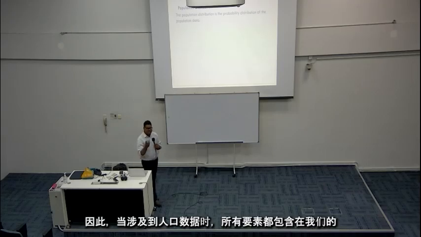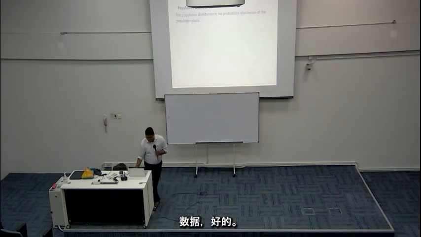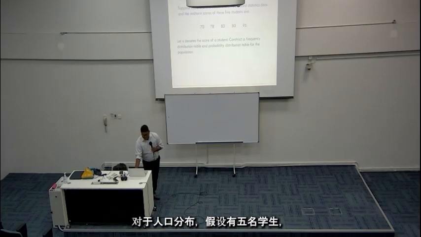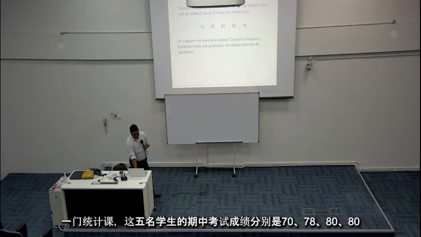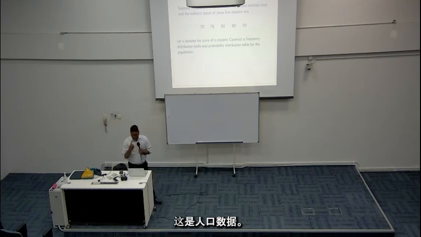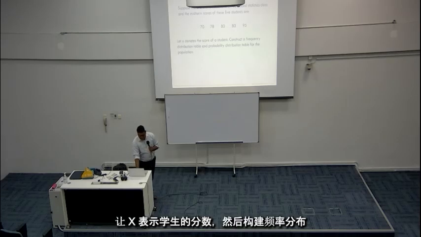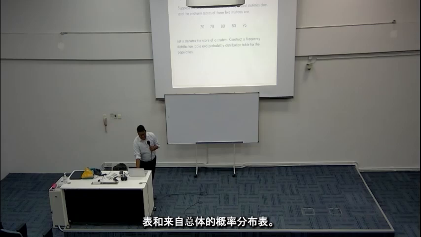When we are dealing with population data, all the elements are included in our data. Suppose there are 5 students in an advanced statistics class, and the midterm scores of these 5 students are 70, 78, 80, 80, and 95. This is the population data, and from it we can determine the population distribution. Let X denote the score of a student, and then construct a frequency distribution table and a probability distribution table from the population.